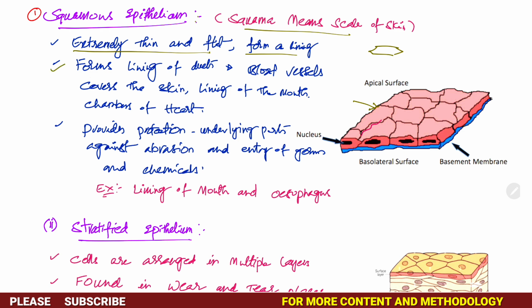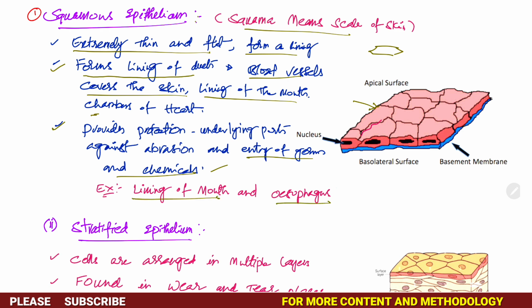It forms the lining of the cavities, ducts and blood vessels, and the lining of the chambers of the heart, and covers the skin and the lining of the mouth. It also provides protection to the underlying parts against abrasion and entry of germs or chemicals. We can also find this squamous epithelium in the lining of the mouth and esophagus.